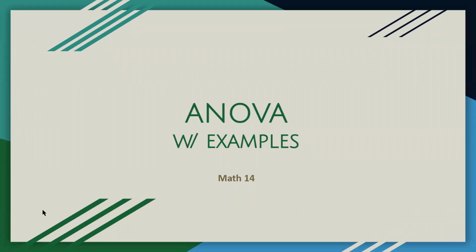Hey everyone, welcome to our very last video for our Math 15 course, where we're going to do some examples using the ANOVA process. So remember, ANOVA is a hypothesis test that allows us to compare three or more means by comparing their variances.